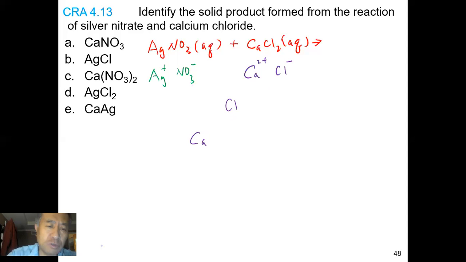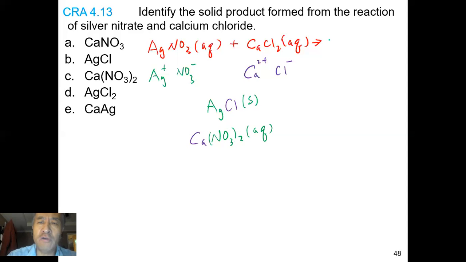So when the Ag and the Cl come together, one positive and one negative, you have AgCl. When the calcium combines with nitrate, that becomes Ca(NO3)2. So these are the two possible products, and then we decide which one is insoluble. Remember the rule: anything that has nitrate, which is NO3, is soluble. Most of the time a compound with Cl is soluble, but when Cl is with Ag, it becomes insoluble.